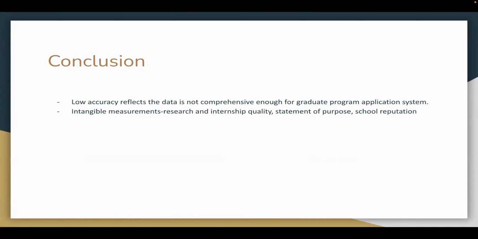In conclusion, our low accuracy reflects that the data is not comprehensive enough for a graduate program application system. This is because of some intangible measurements, such as research and internship quality, statement of purpose, and school reputations. For the school reputations, for example, some schools may have a higher rank in some majors or careers. So we need to change the data for those schools with higher weights.